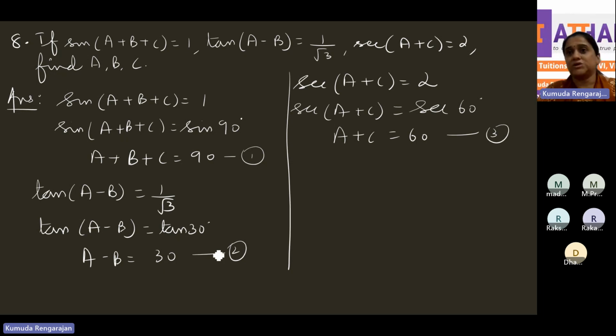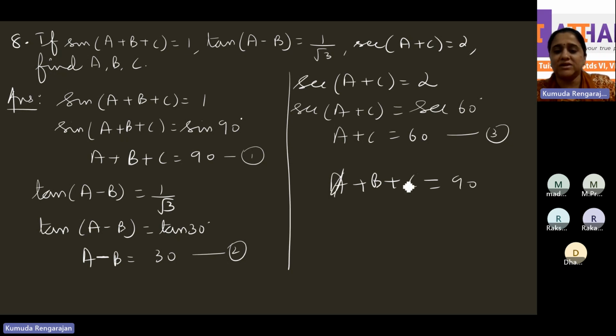Go back to linear equations. We have three equations. A plus B plus C is 90. A minus B is 30. A plus C is 60. So somehow you'll have to find the values of A, B, and C. So what you can do is, what is A plus C? 60, right? If you substitute that here, A plus C is how much? 60. Correct? So you'll get 60 plus B is equal to 90. So B is equal to 90 minus 60, 30. Now you got B is 30. So if you put B here, you will get A.